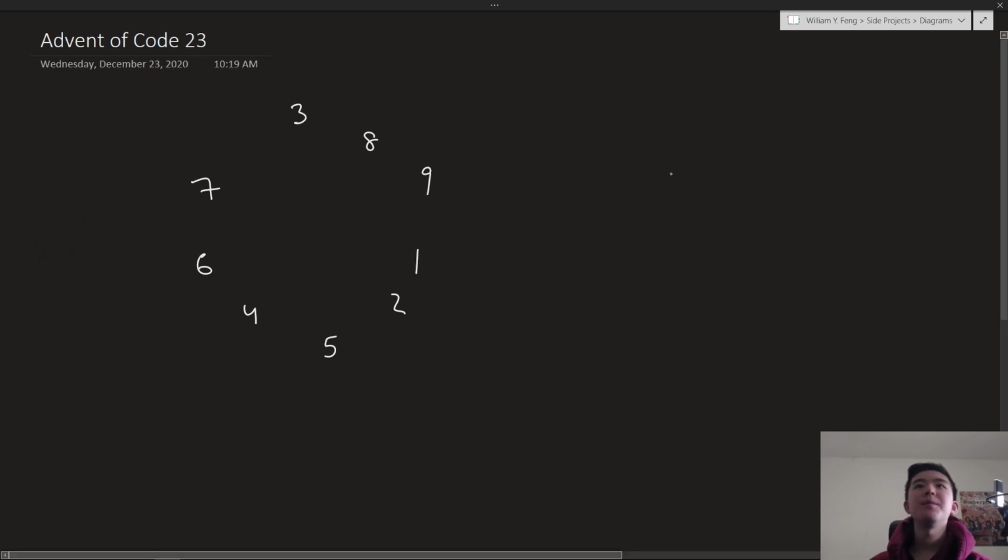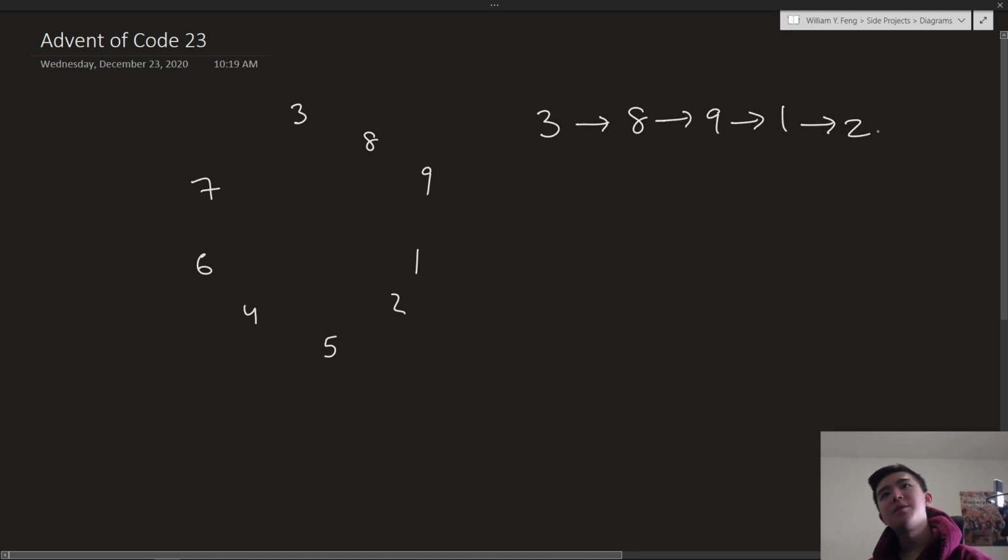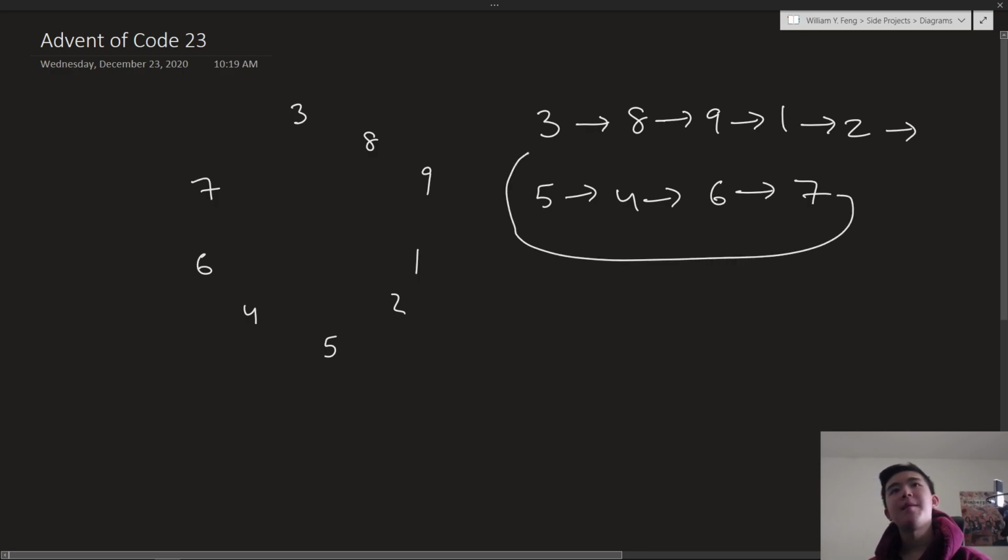right? So, what we need to do is create something like a linked list. And if you don't know what a linked list is, I'll explain it. Usually a linked list has a head, but in this case we're going to do a circular linked list, so it doesn't really have a head. But we'll say the first element in the linked list is 3. The next element is 8, and then 9, and then 1, and then 2, and then 5, and then 4, and then 6, and then 7. And then 7 goes all the way back to 3. So we can also represent it in the circle just by drawing arrows.